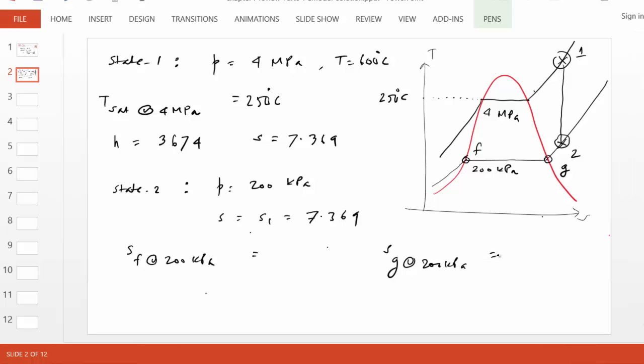So our strategy is that suppose we find that the entropy at 2 is in between these two values, then of course we will have a mixture. On the other hand, if S2 is higher than SG, then obviously we'll have a superheated vapor. So let's find SG at 200 kPa.